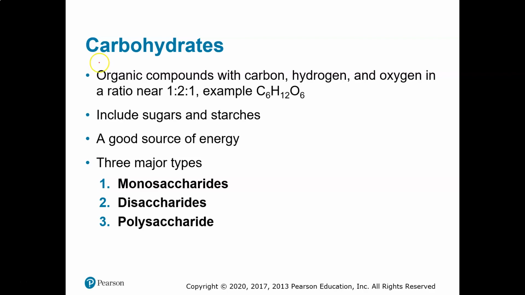So carbohydrates always contain carbon, hydrogen, and oxygen. And typically it's in a 1 to 2 to 1 ratio. In other words, there's twice as many hydrogen atoms as there are carbon and oxygen atoms. And the amount of carbon and oxygen is typically equal. Sugars and starches are carbohydrates that we get in our diet. They're a good source of quick energy. The major types of carbohydrates are monosaccharides, disaccharides, and polysaccharides.